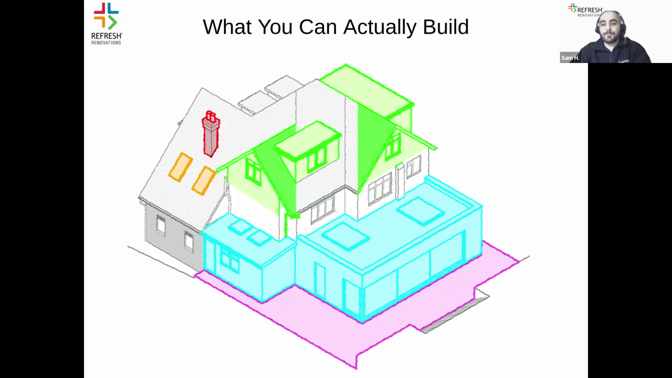So, as I said, it is an example of a detached property that's on a sizable plot of land, and the limitations that would be imposed will depend on the specifics of any given property. So that will be its size and what is being proposed.